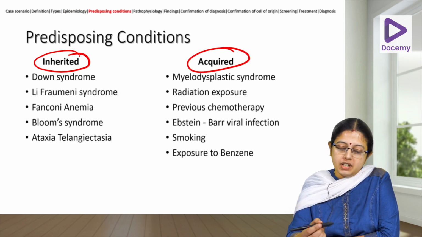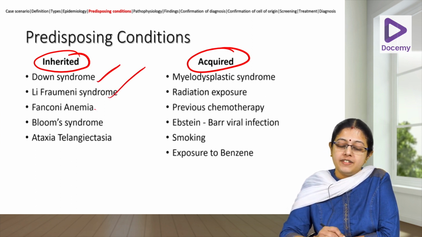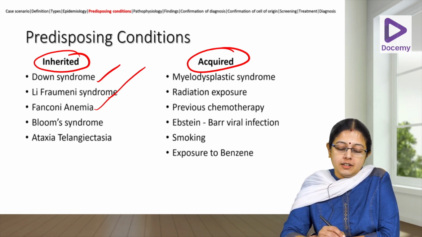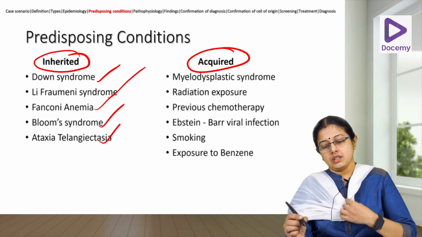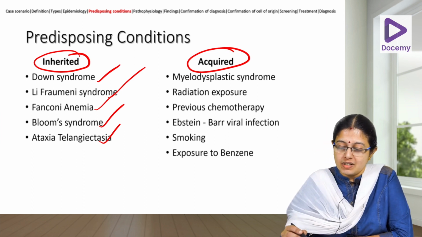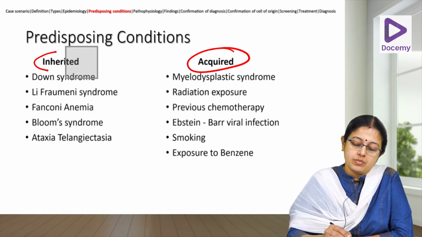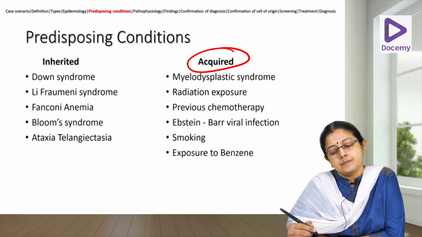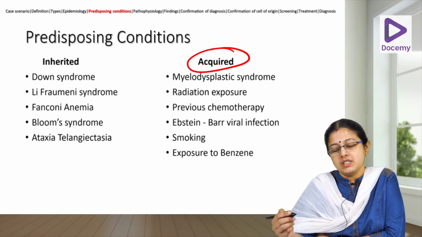The inherited predisposing conditions are trisomy 21 or Down syndrome, Li-Fraumeni syndrome, Fanconi anemia, which is an autosomal recessive condition, Bloom's syndrome, and ataxia telangiectasia, where the patient has a predisposition to develop leukemias. But thankfully, these syndromic conditions are not very common, and many of the leukemias you may be seeing are in people who do not have any of these syndromes.